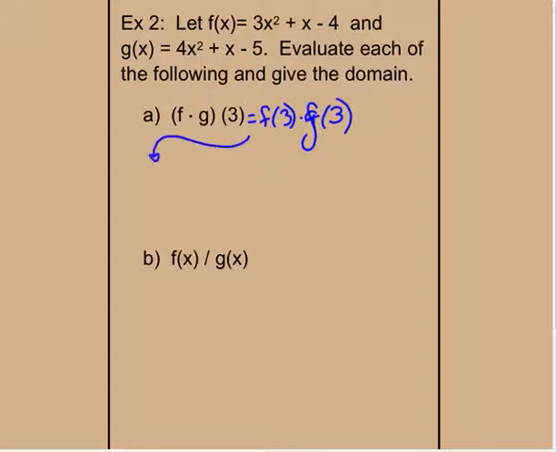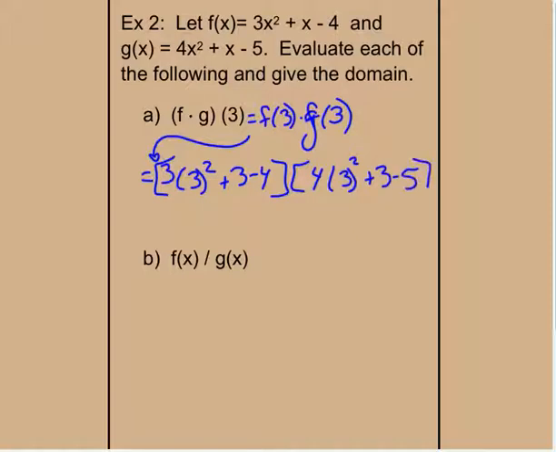So as I mentioned, that's the way I'm going to evaluate it. Substituting 3 into our f function, and then multiplying that by substituting it into our g function. So evaluating each of these separately, we get 27 plus 3 is 30 minus 4 is 26. Our second, 4 times 9 is 36, plus 3 is 39, minus 5 is 34. And 26 times 34 gives us 884.